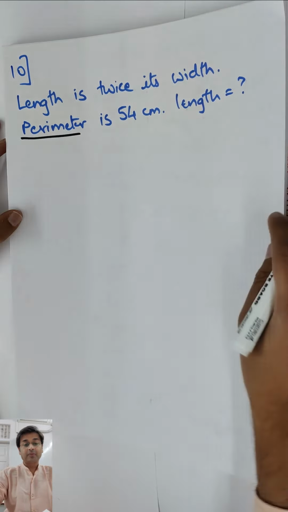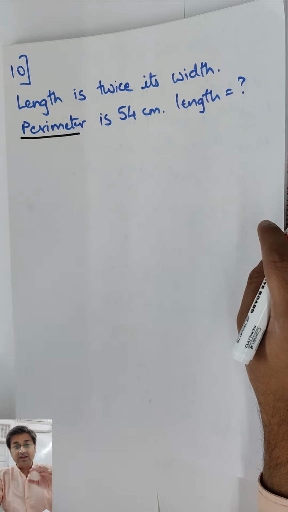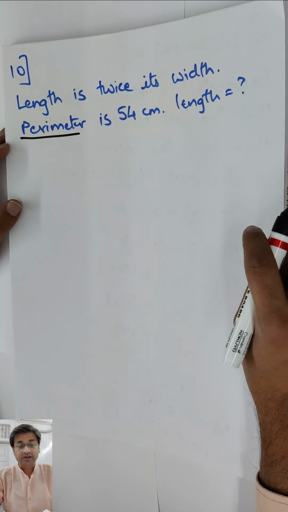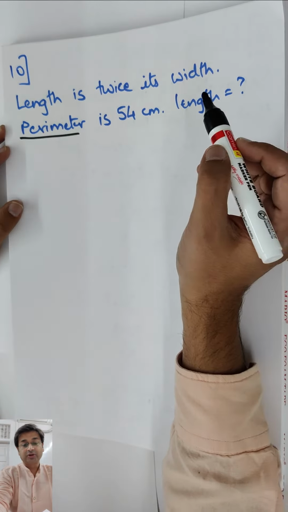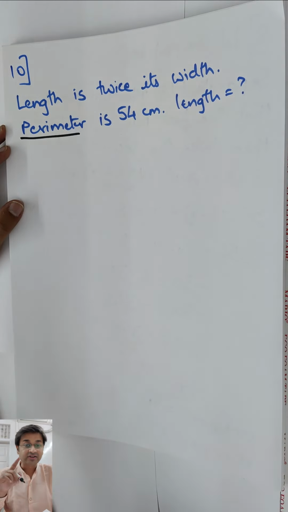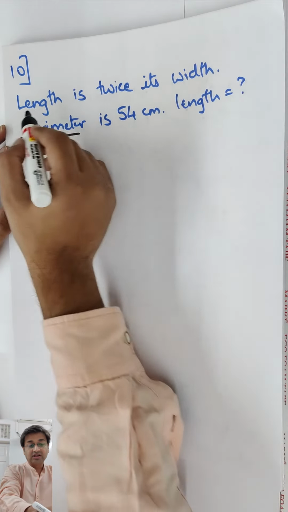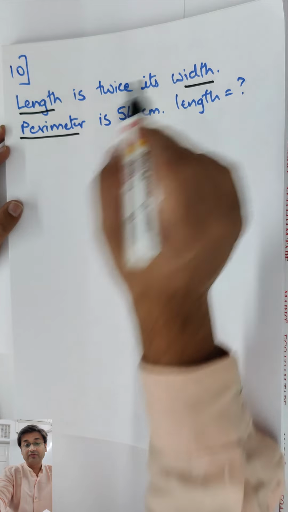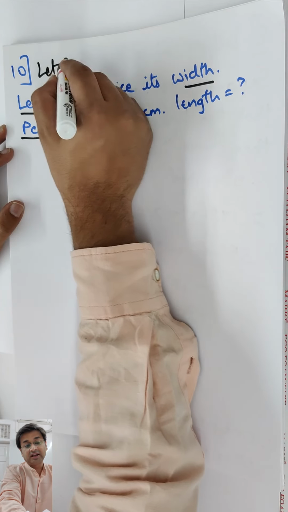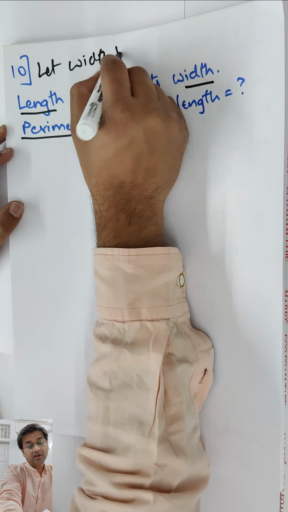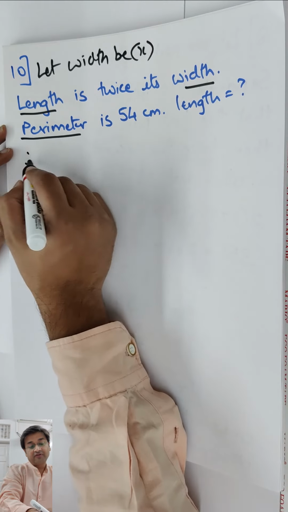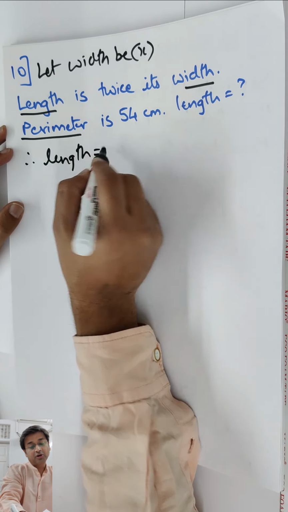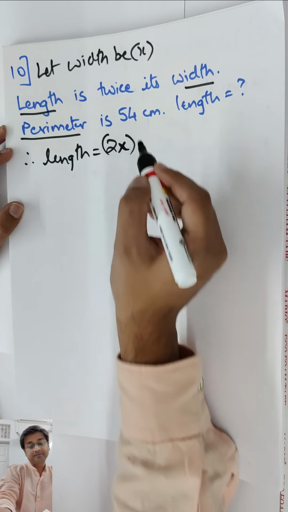Remember, perimeter means the total of all the sides. The formula is twice length plus breadth. Length is twice the width, which is the smaller quantity. We decided always to take the smaller as x. So length is double the width. Width is the smaller one. So we'll say let width be x. Therefore, what will be your length? Twice of that. So 2x.